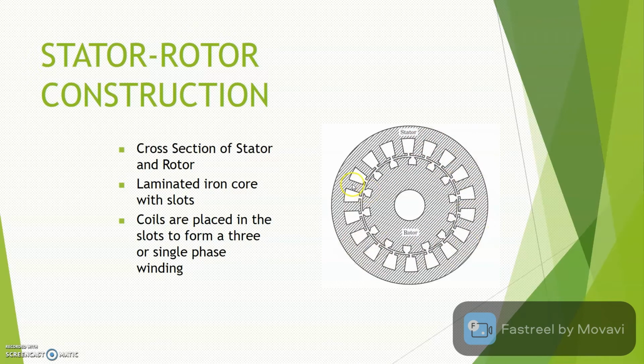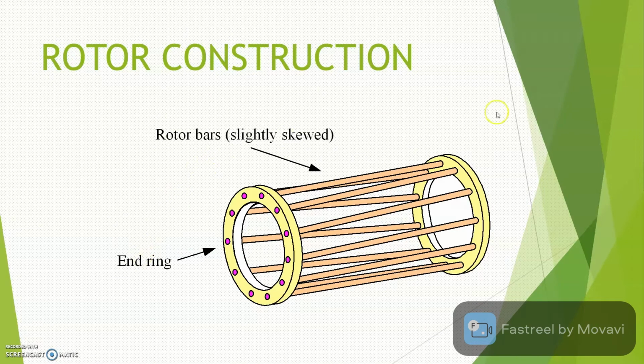Next in this diagram, it shows you the rotor construction, where you have the rotor bars. These are the rotor bars connected between the two end rings. If you refer to the rotor construction, basically the rotor bar is slightly skewed.